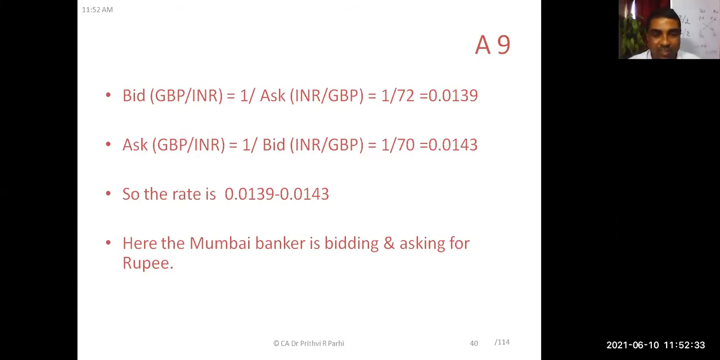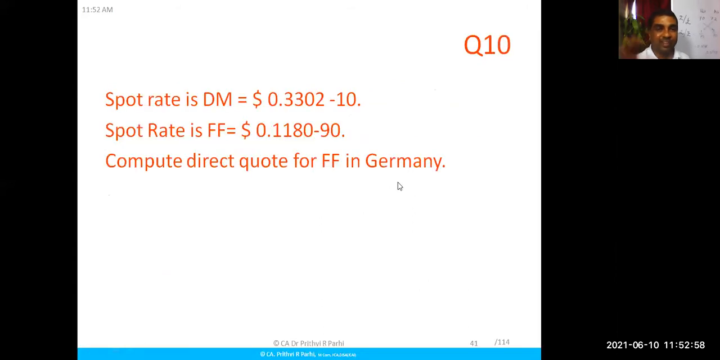So here in this case, what is happening? We are writing pound by rupee. That means the Mumbai banker is bidding and asking for rupee. Rupee is the commodity and pound is the price. Is it okay? This is commodity and this is price. Understood?